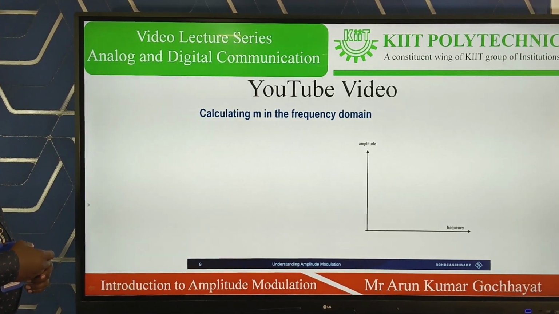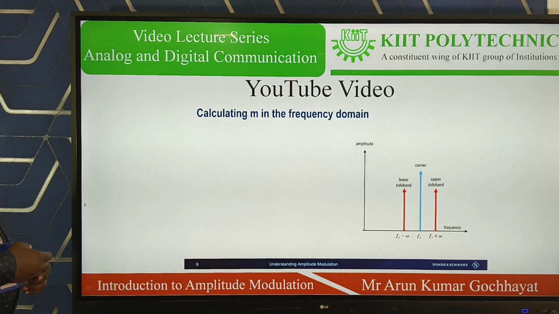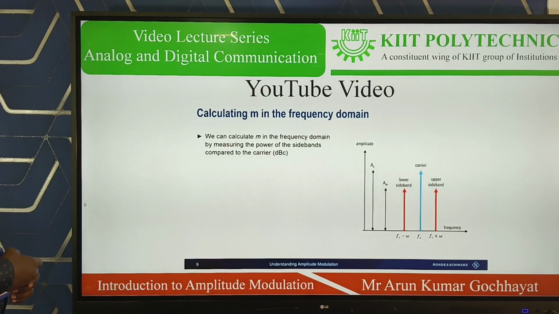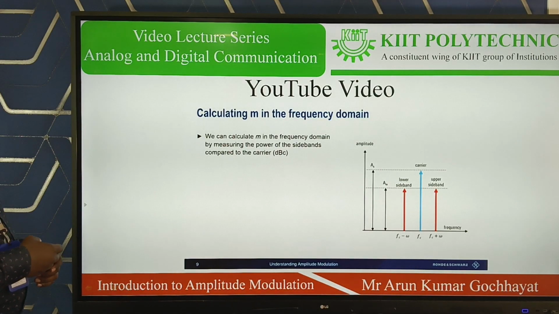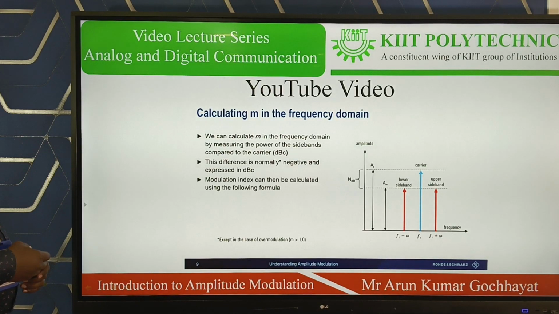As we saw a few moments ago, an AM modulated signal in the frequency domain consists of an unmodulated carrier and two modulated sidebands, one upper sideband and one lower sideband. The values A sub C and A sub M from our time domain discussion are also shown here. Modulation depth M can be calculated in the frequency domain by measuring the difference in amplitude between the carrier and the sidebands. This difference, N, is normally negative and expressed in dBc.